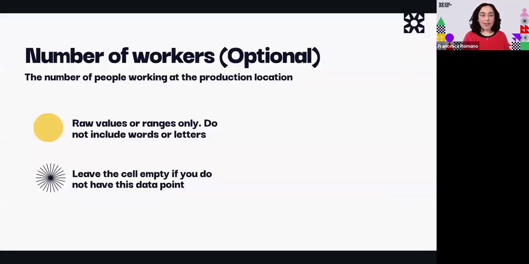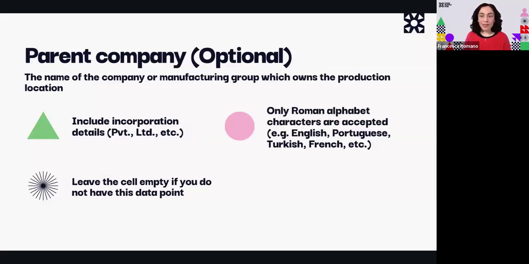Last couple of data points are number of workers, which is fairly straightforward. The only important thing to keep in mind is to use only numbers, so raw values or ranges. Do not use any words or letters in this field. The last one is the parent company. So this is the name of the company or manufacturing group which owns the production location. And the rules here are very similar to the name of the production location. Just if you don't have it, you can leave it empty.